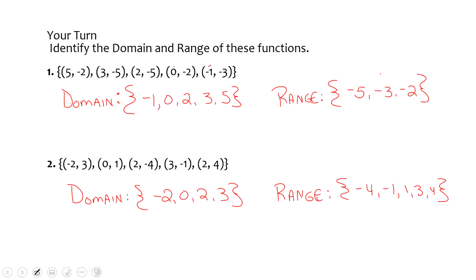Okay, so here's what we had. The first one, the domain should have been -1, 0, 2, 3, and 5. The range was just -3, -5, -3, -2, listed from lowest to highest. Domain for the second one, -2, 0, 2, 3. The range, -4, -1, 1, 3, and 4. Makes sense. I think it's pretty straightforward.